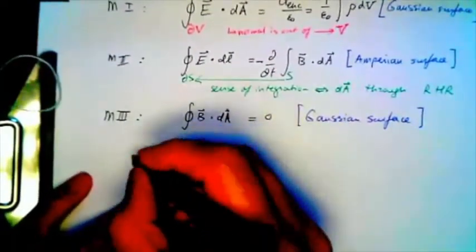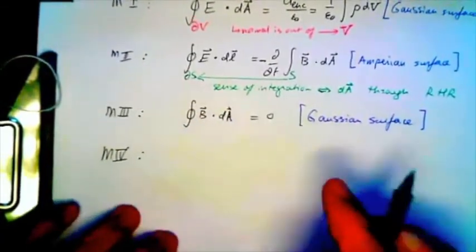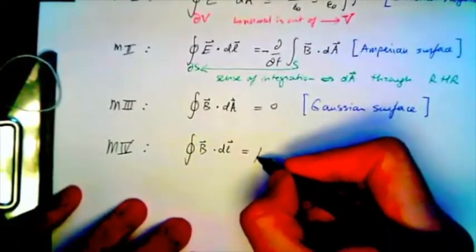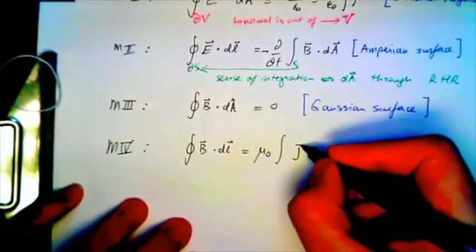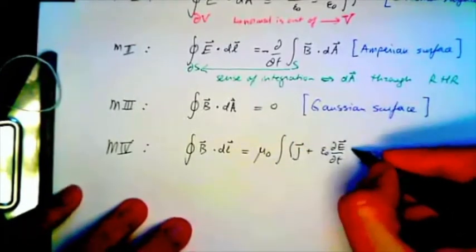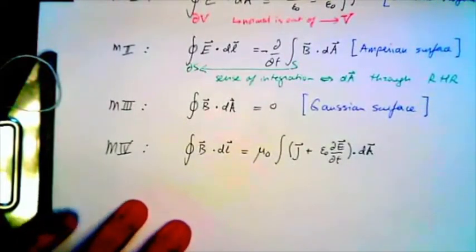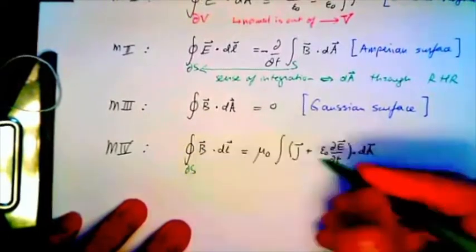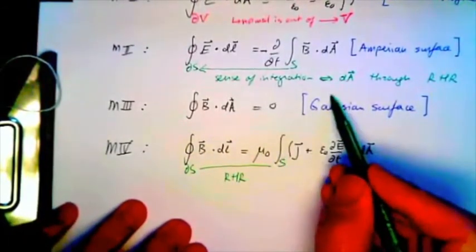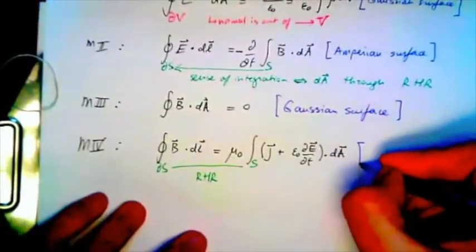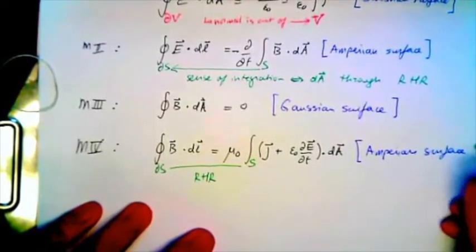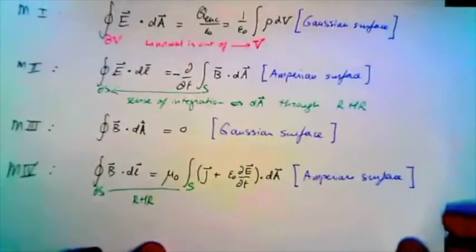And now Maxwell 4 says that if you take an Amperian loop, then you get mu naught times the integral of J plus epsilon naught dE/dt dA, and where again this is the edge of this surface, and there's a right-hand rule that ties the sense of integration to the direction of dA, and this is again an Amperian surface. And these are the Maxwell's equations.